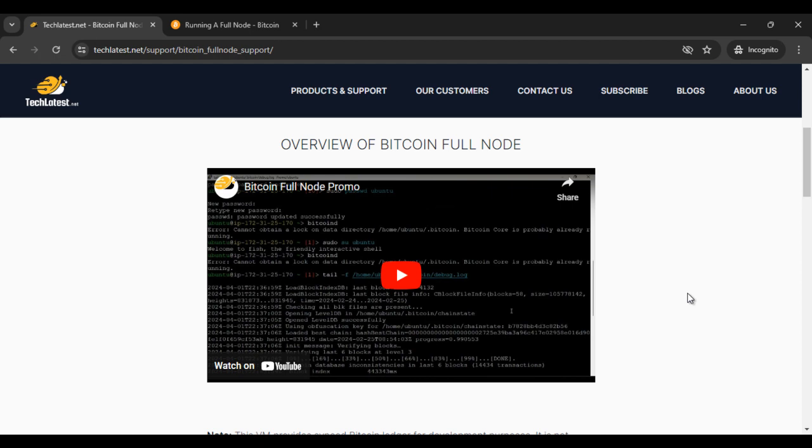In conclusion, running a Bitcoin full node is not just about validating transactions or securing the network. It's about preserving financial sovereignty, resisting censorship, enhancing privacy, contributing to network security, promoting decentralization, and fostering education and learning. By running a full node, you become an active participant in shaping the future of money and finance.